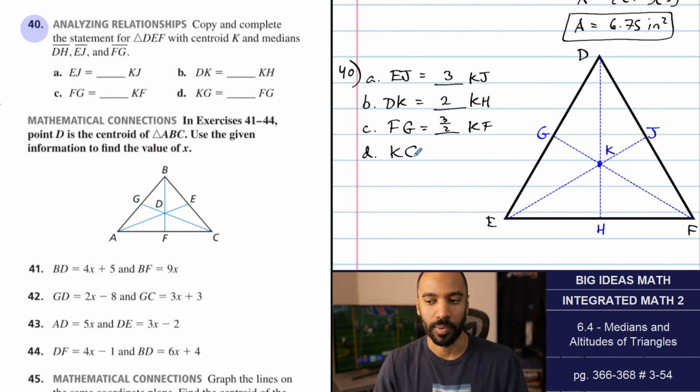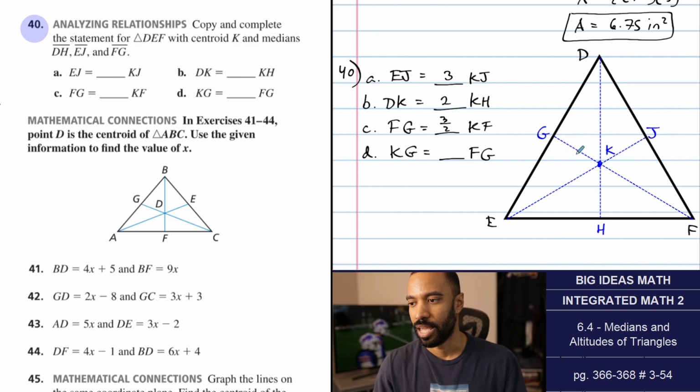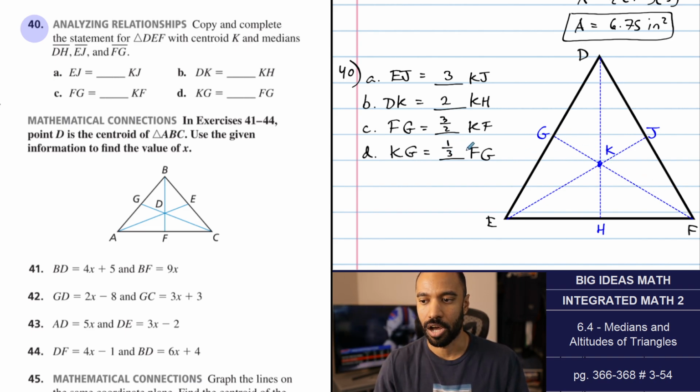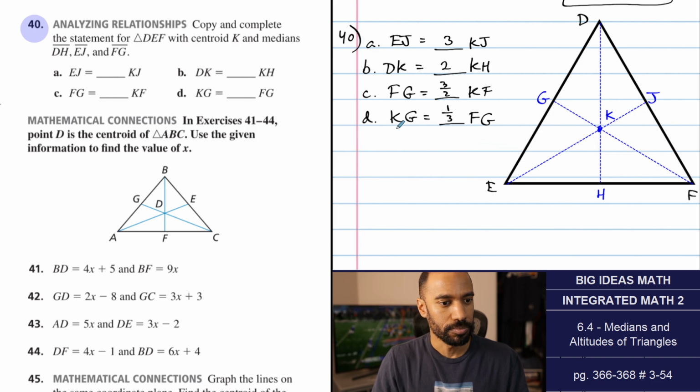So they're doing relationships that we didn't really talk about as much, at least not in one fell swoop. That's what we get to do together right here. KG compared to FG. KG is 1/3 that of all of FG. You take all of FG, divide by 3, you just get KG. All right, that was useful.